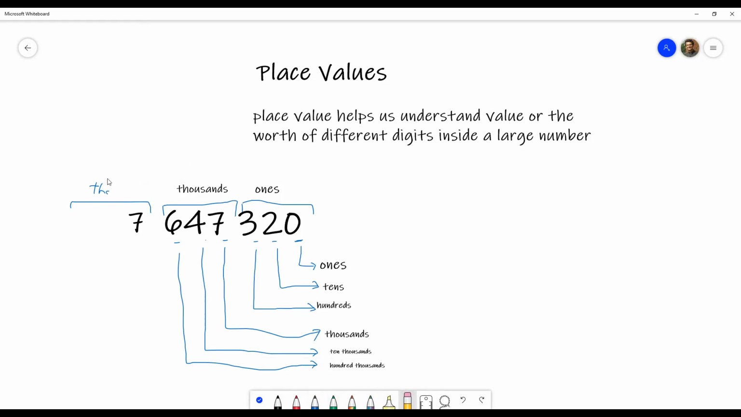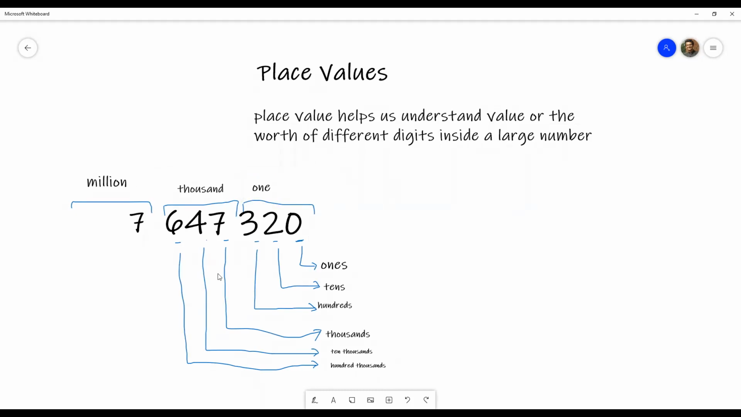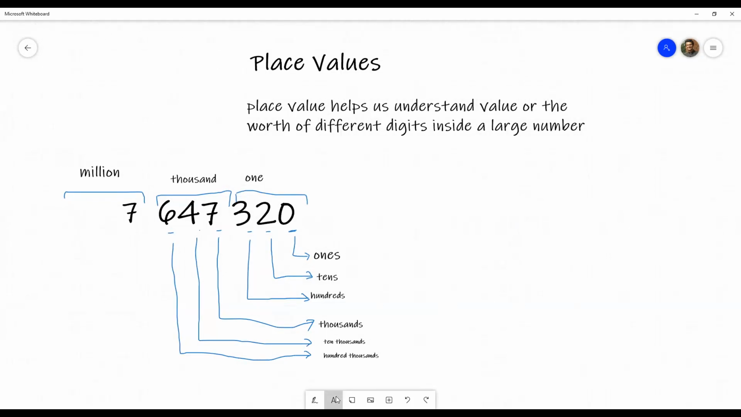not like this. It's going to be 1,000,000, because we know after it comes the term million. So the number becomes 7,647,320. You see how the place values of the numbers are changing with new numbers. So we can say, I give you an example, the definitions or the names of the places.